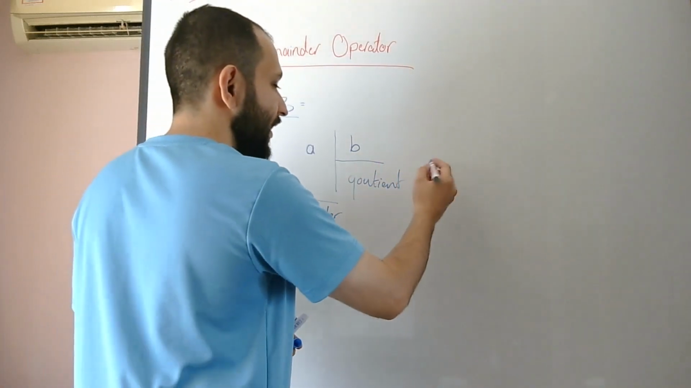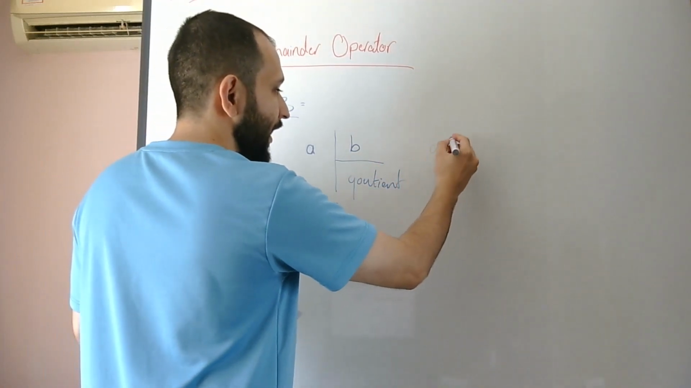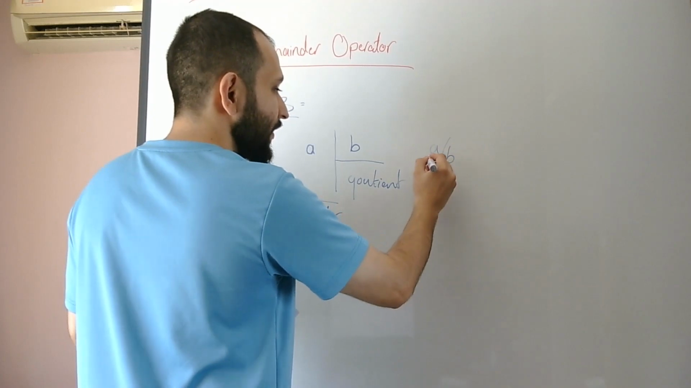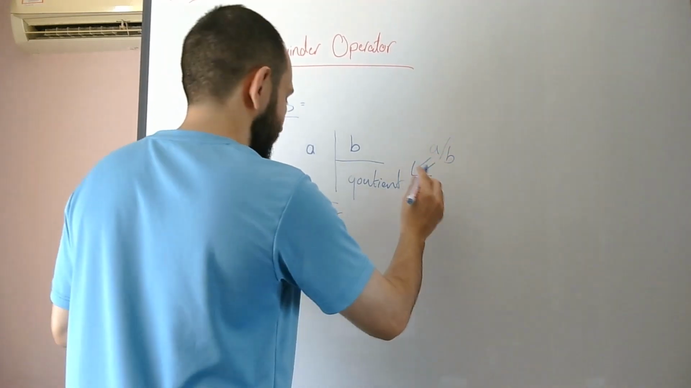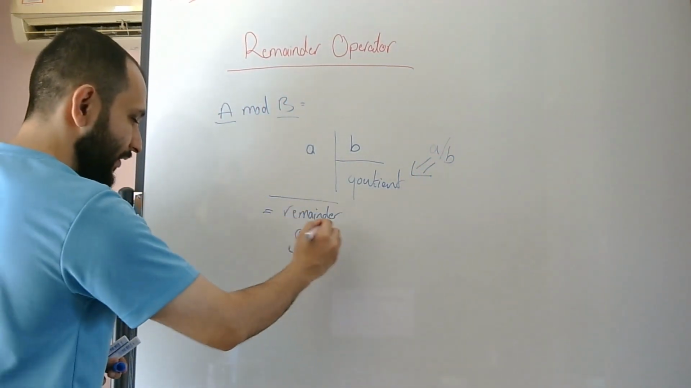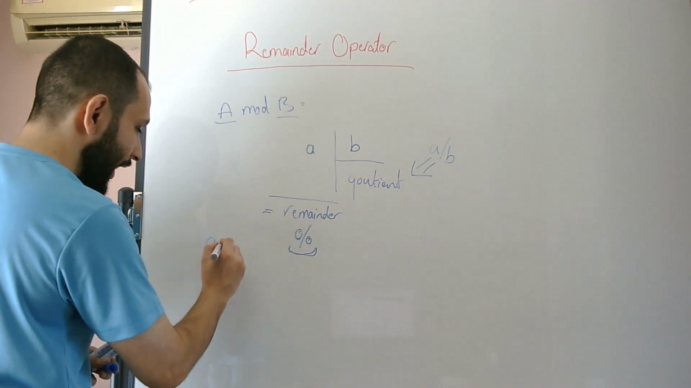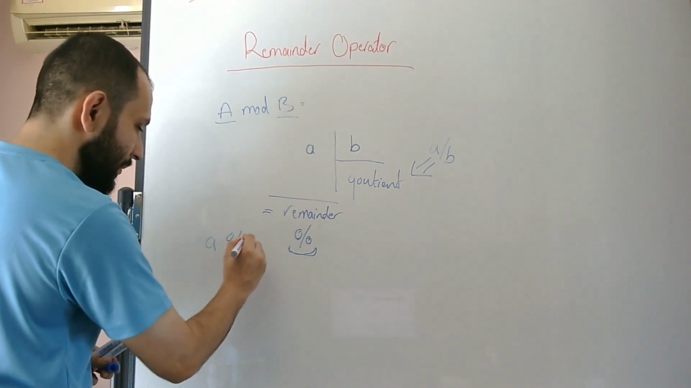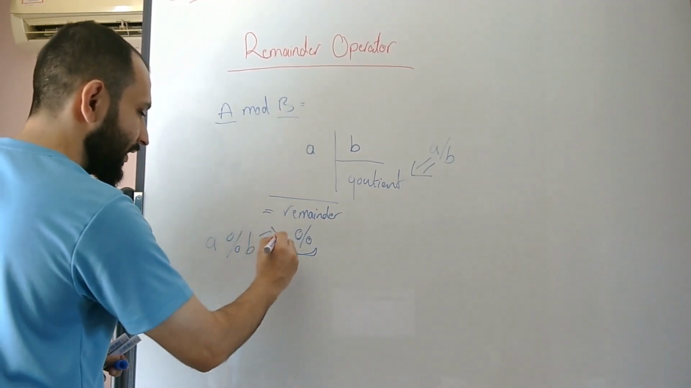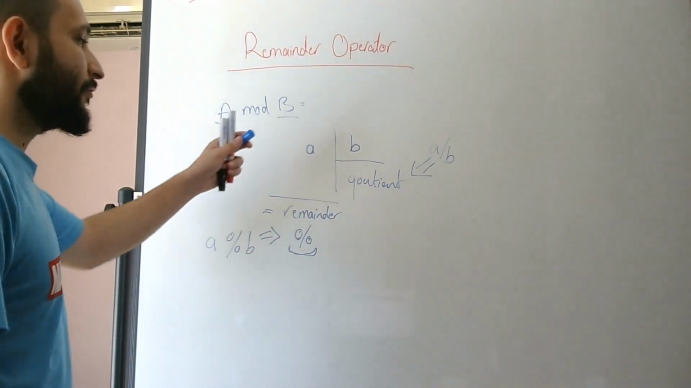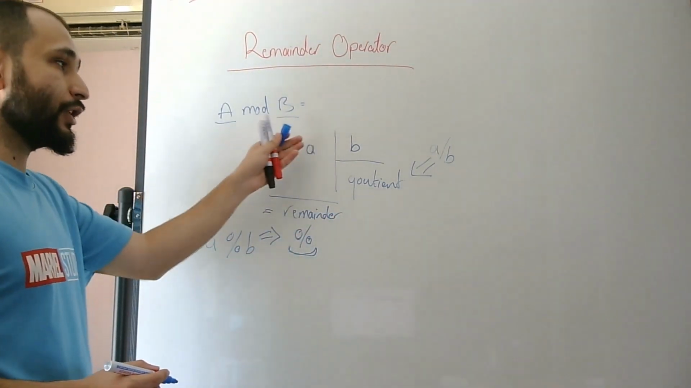So how can we get the quotient? For example, if A is divided by B, that will give us the quotient in here. And if we want to find the remainder, we do A mod B, and then we can get the remainder of the division of these two numbers.